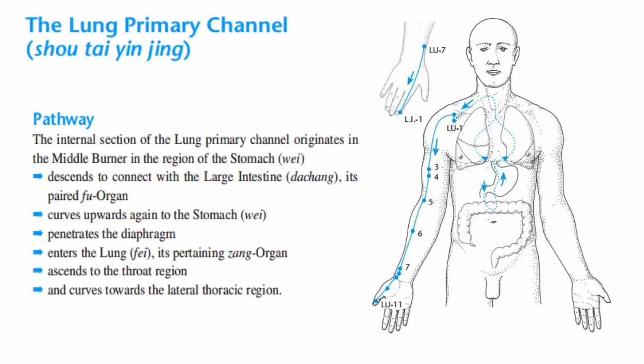Let's review the pathway of the lung primary channel. So the internal section of the lung primary channel originates in the middle burner in the region of the stomach. It then descends to connect with the large intestine, its paired Fu organ. It curves upwards again to the stomach, penetrates the diaphragm, enters the lung, its pertaining Zang organ, ascends to the throat region, and curves towards the lateral thoracic region.